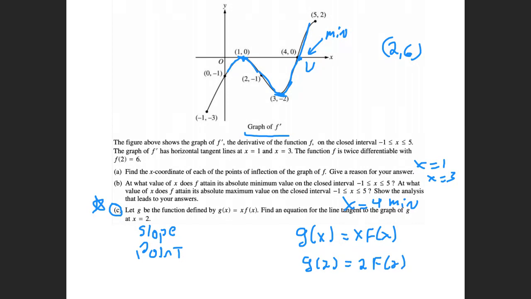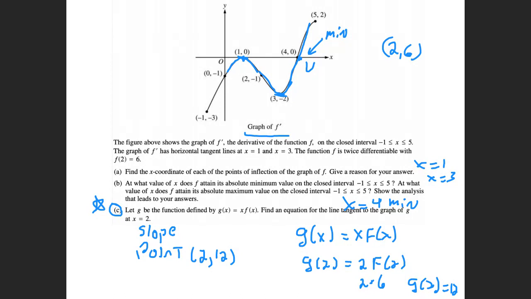Well, that's f of 2, which they tell us is equal to 6. So g of 2 is equal to 12. So now I have a point. I know when x equals 2, g of 2 is equal to 12. Okay, does that make sense? How I came up with my point.